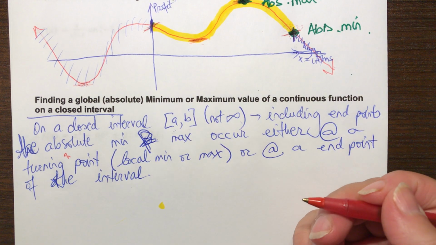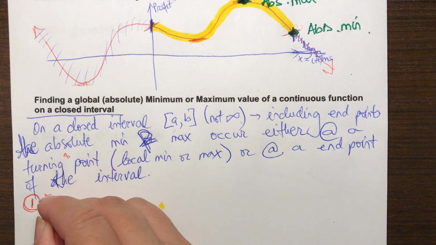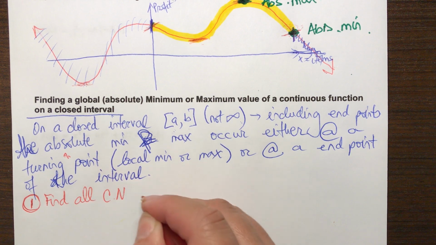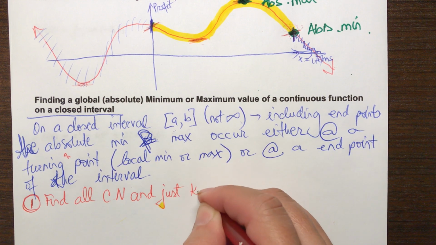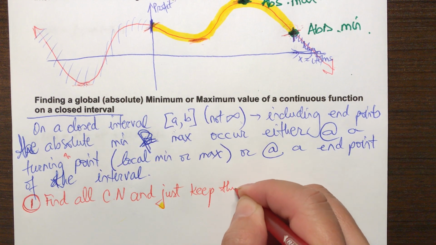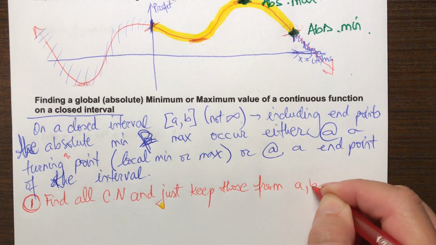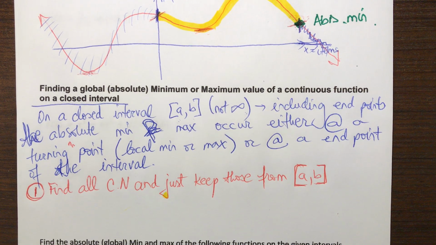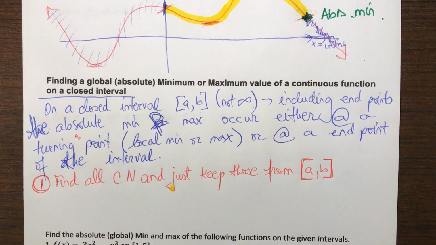So this is what we're going to do. To find an absolute max or minimum, we're going to have to go through a few things. First of all, find all critical numbers and just keep those from A to B, okay? Because you're interested in only what happens from A to B. So you're going to find your possible local mins and maximums and just look at what's between A and B.